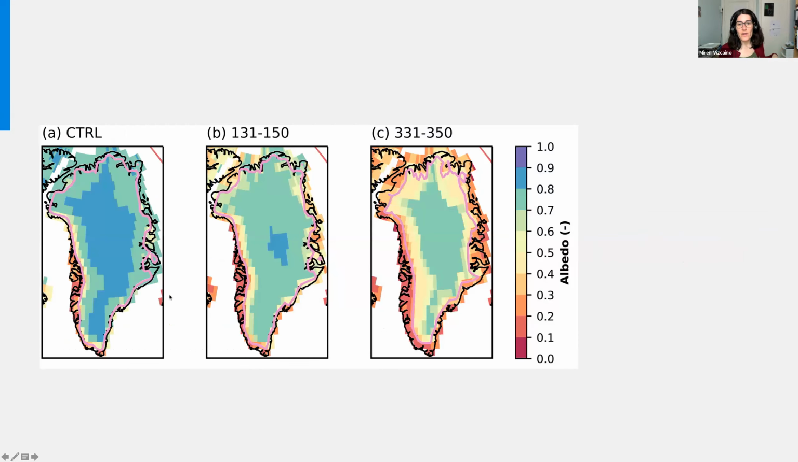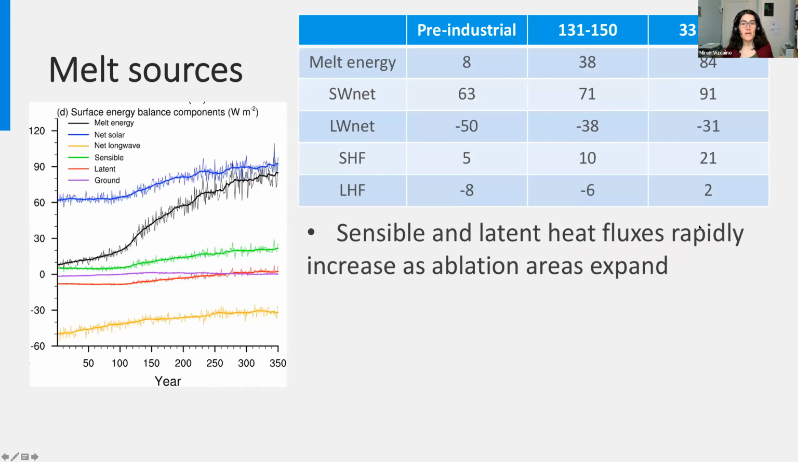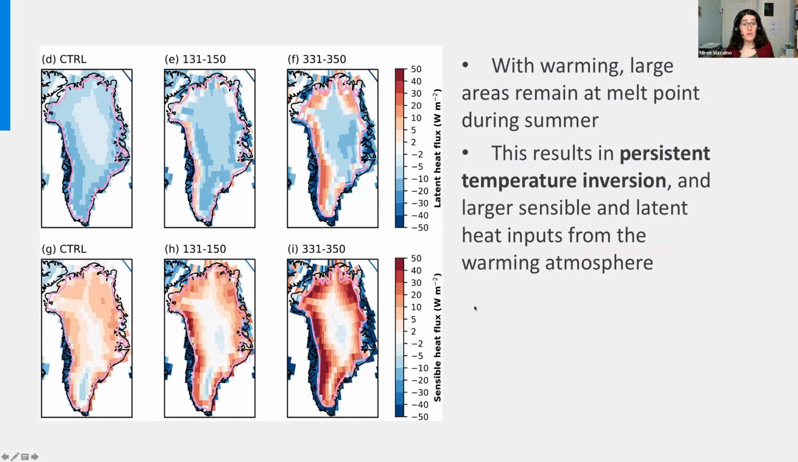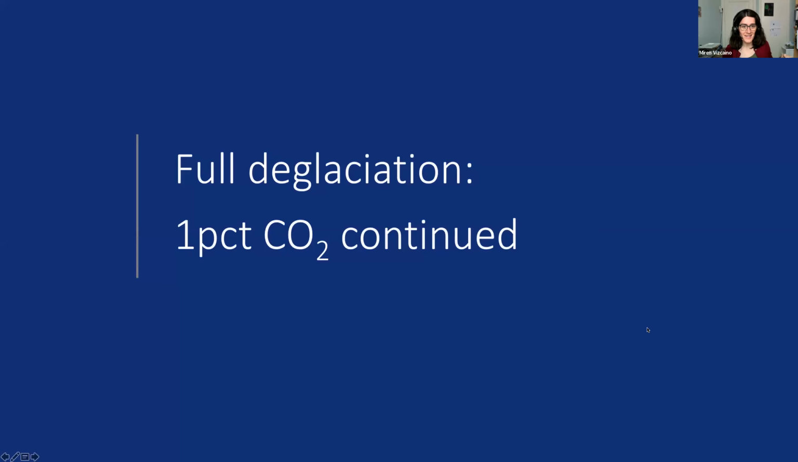Okay, so this is how the albedo is evolving. This is summer albedo, and you can see here the imprint from the expansion of the ablation area. And here you can see how these sensible and latent heat fluxes are evolving. So this is the sensible in the control, and this is how it is changing after 1 century, and after 3 centuries. This is the sensible, and this is the latent. So things are progressing.